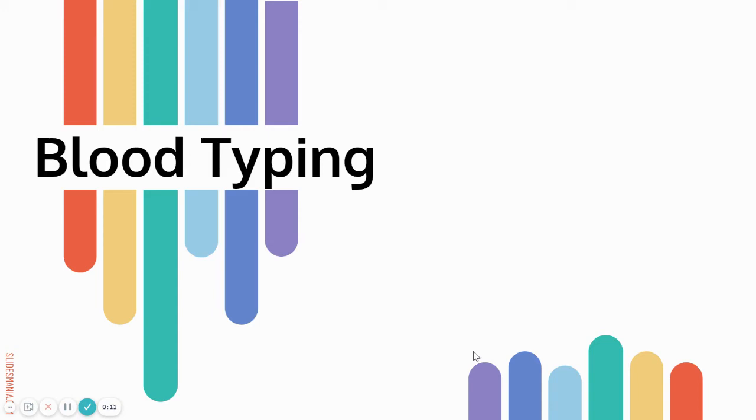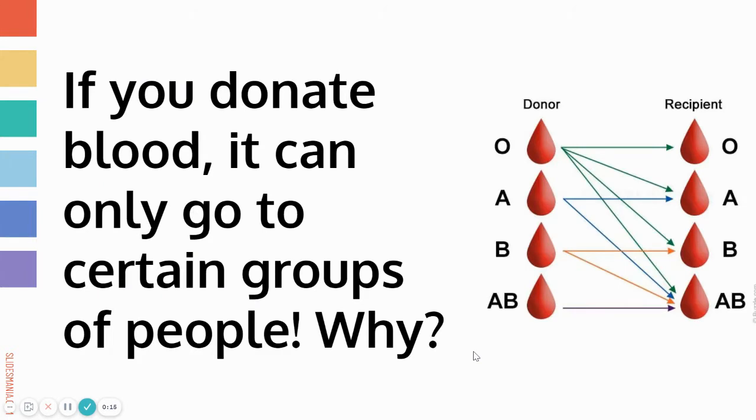Hi everyone. In this video, we are going to be talking about the genetics of blood typing. So I don't know how many of you have donated blood before, or if you know what your blood type is. But if you have donated blood, then perhaps you know that that blood can only go to certain groups of people depending on what the recipient's blood type is.